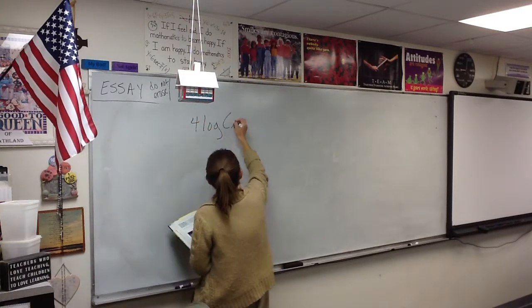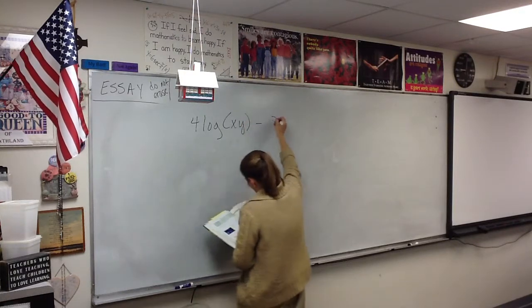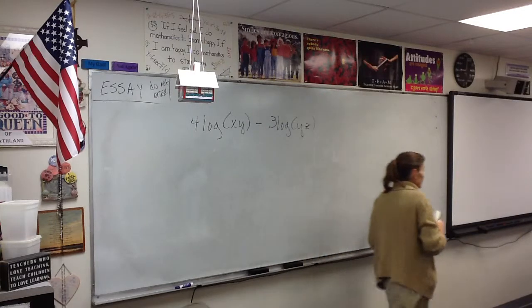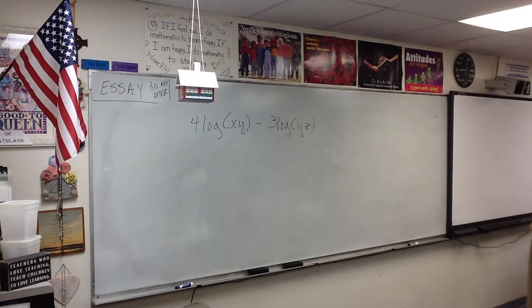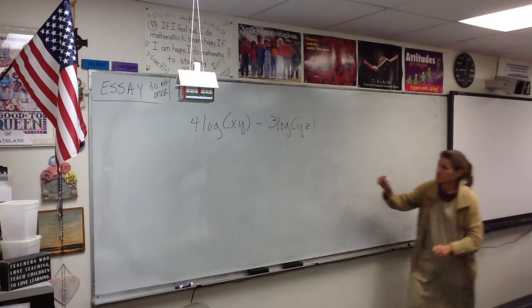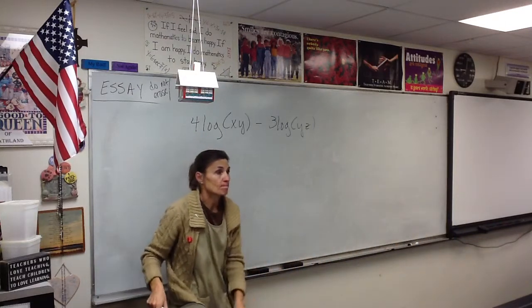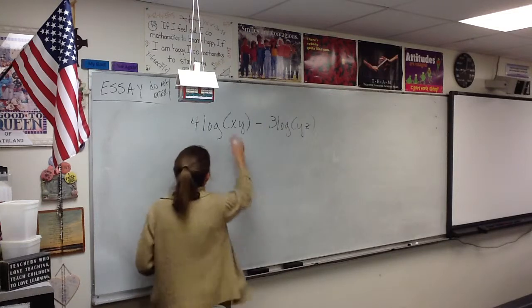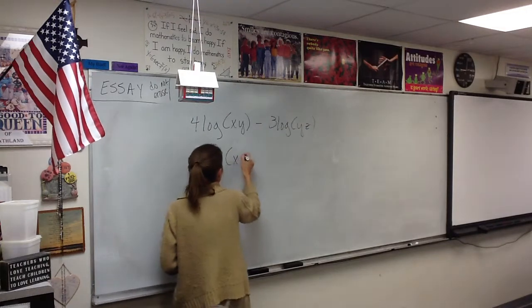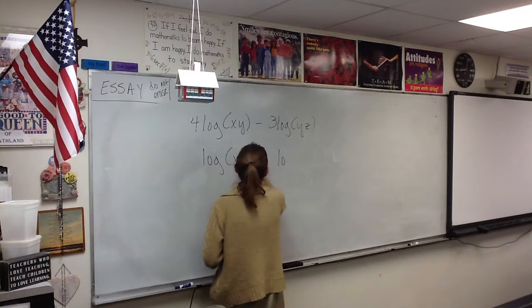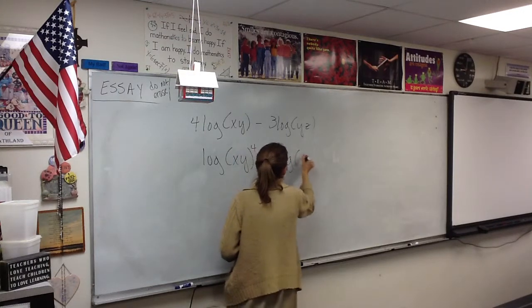That looks like this. And the first thing you should notice is these coefficients hanging out here in front. What are those coefficients? They are exponents. So this is really the log of xy cubed minus, or fourth, sorry about that, minus the log of yz cubed.